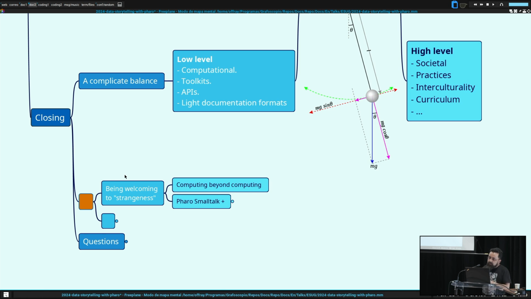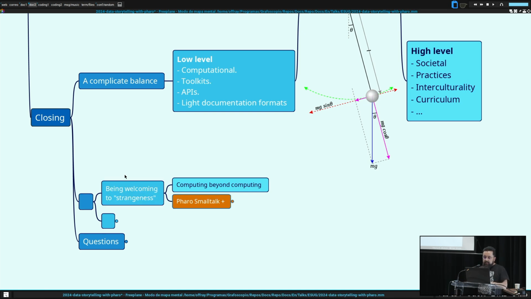And I think that something that is happening that I am glad to see is that the Pharo community is being welcoming to strangeness in a way, because it's going beyond computing for computing's sake. So it's super cool to hear people talking about virtual machines and bytecodes and optimization and performance. That's super nice. I like it a lot. But there are also people doing strange things and sharing that with the rest of the community.